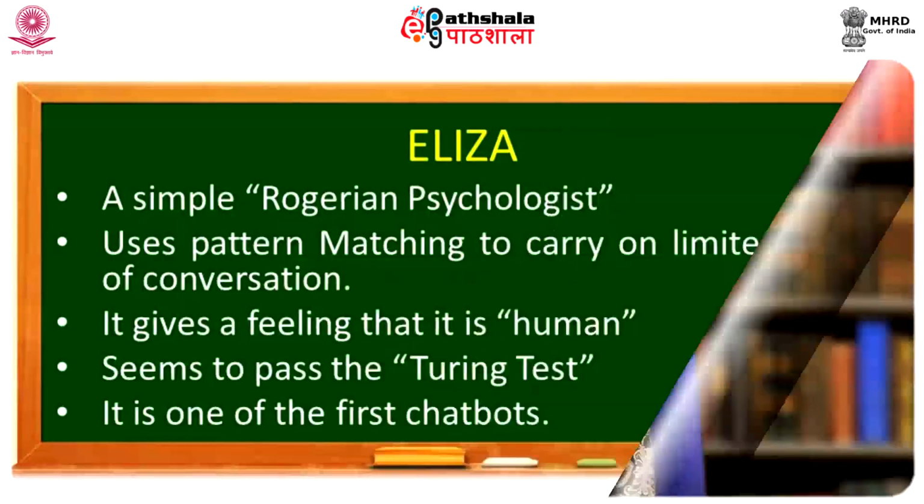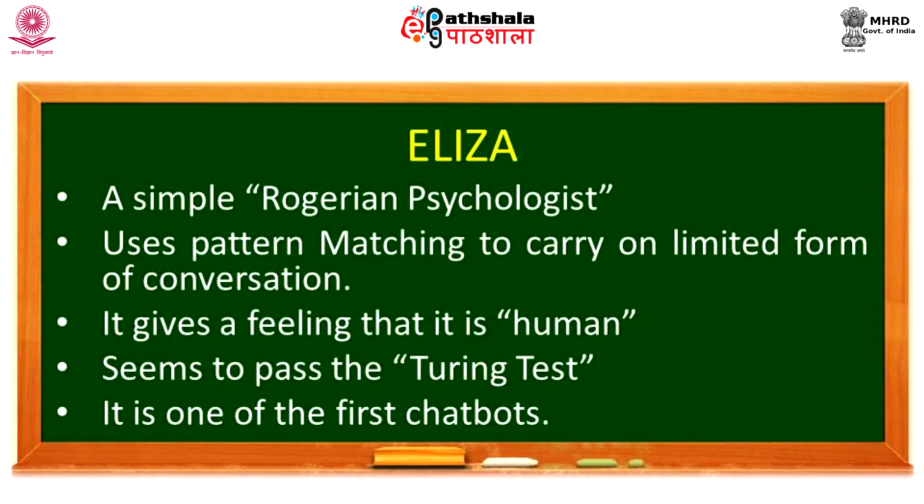Now, among dialogue systems, the first one that we had seen was Eliza. Eliza is a simple Rogerian psychologist. It uses pattern matching to carry on a limited form of conversation. It gives a general feeling that it is human, and it appears to have passed the Turing test. It is one of the first chatbots, and when it came out in the 1960s, it was a very successful phenomenon with respect to artificial intelligence.